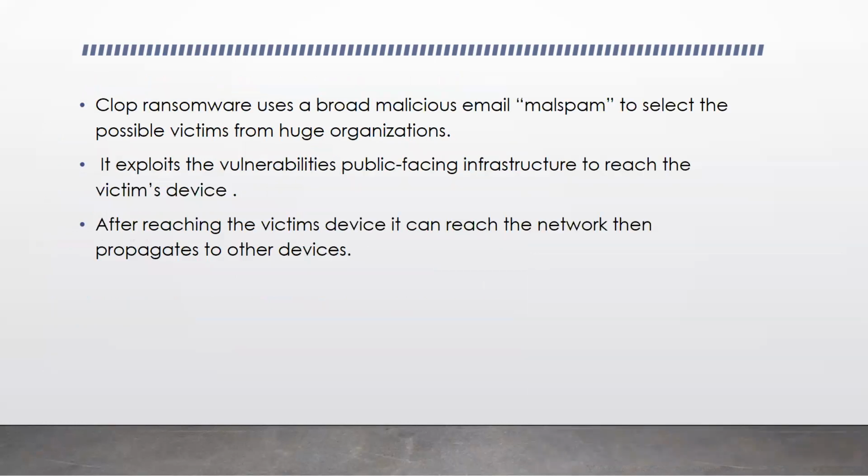The cl0p ransomware uses a broad malicious email, the mail spam, to select the possible victims from huge organizations. It exploits the vulnerabilities of public-facing infrastructure to reach the victim's device. After reaching the victim's device, it can reach the network, then it can propagate to other devices.